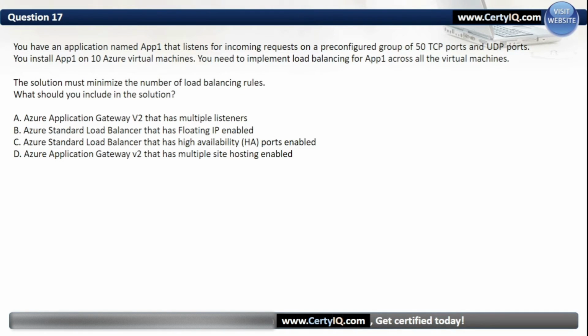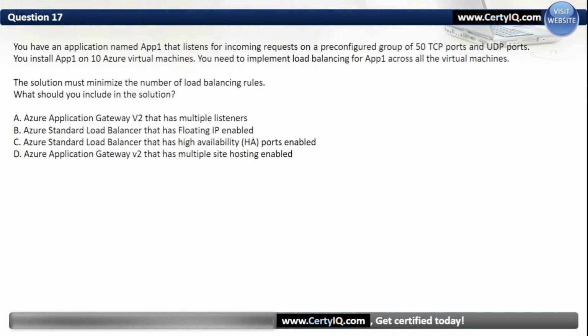Question 17. You have an application named App1 that listens for incoming requests on a pre-configured group of 50 TCP ports and UDP ports. You install App1 on 10 Azure virtual machines. You need to implement load balancing for App1 across all the virtual machines. The solution must minimize the number of load balancing rules. What should you include in the solution?